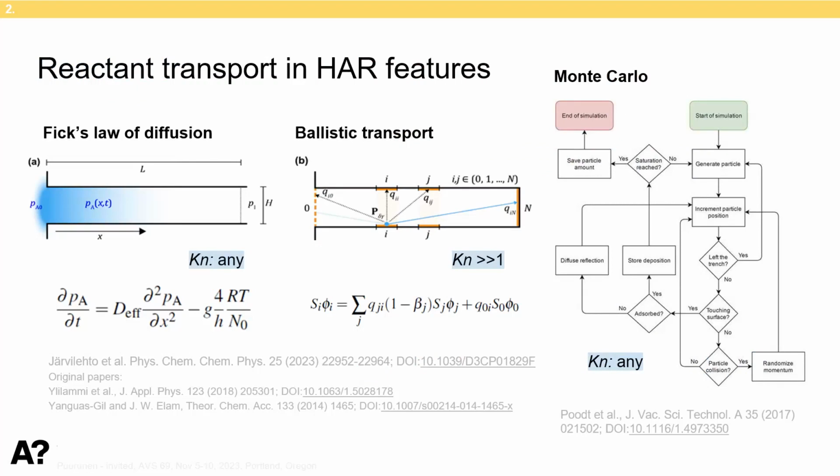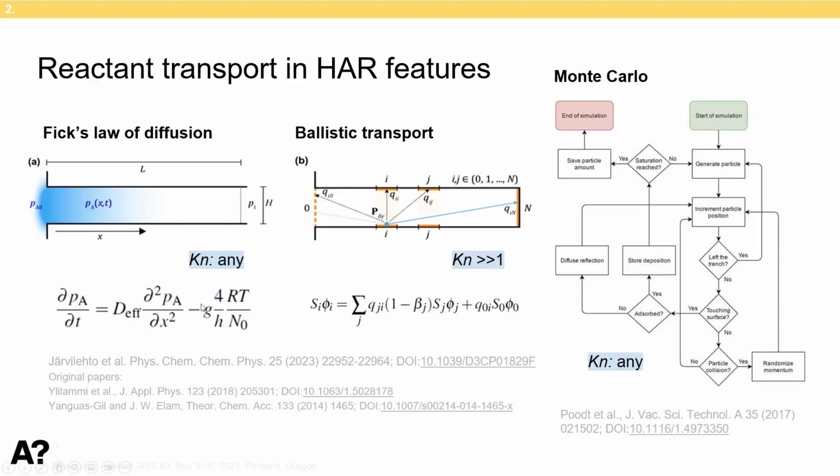So before reaction occurs, the molecules have to be somehow transported into the high aspect ratio features, and there are at least 3 ways to model this, and these are all different. The modeling that I'll mostly be talking about is based on Fick's law of diffusion. Here the molecules are not treated individually, but rather as a continuous medium.